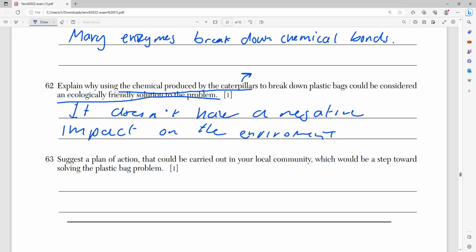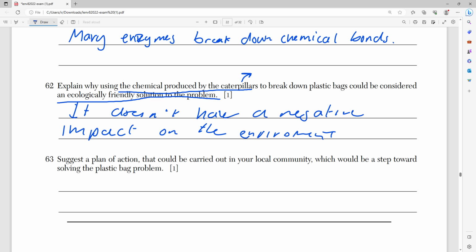Because you're using the chemical produced by the caterpillars directly from the caterpillars, you don't need to make any new factories. You don't need to hire any new people. You're literally just using an already present biological process to help the environment. It's also produced naturally. That's another reason why it's ecologically friendly. And it's not likely to be harmful or toxic to the environment because it's produced naturally by caterpillars.